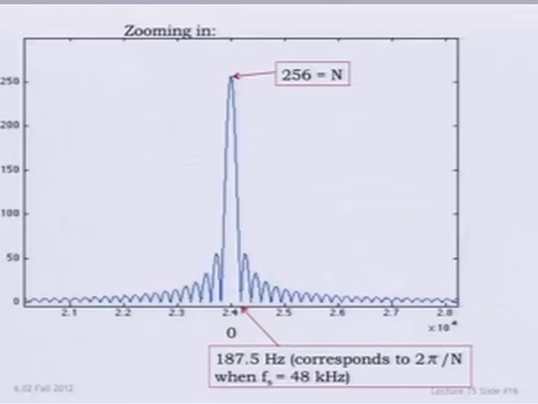Let's zoom in a little bit just to see what we have here. And this is exactly what we expect to be seeing, the sinc-like distribution. The height there is 256, as it should be. That's the N. And then this should be at 2 pi over capital N. If you translate that to what it means in actual frequency, this first null there is at 187.5 hertz. That's 48 kilohertz divided by N. So that gives you some idea of how this thing is spread in frequency.